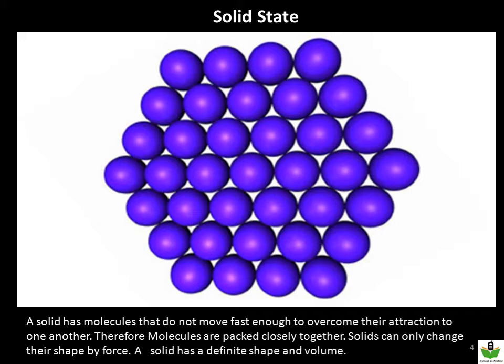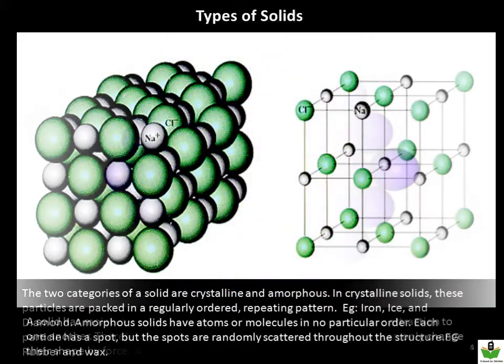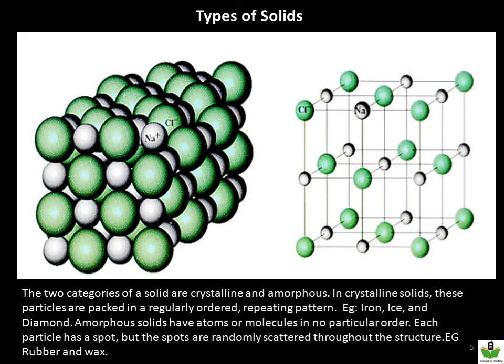Let's start with solids. A solid has molecules that do not move fast enough to overcome their attraction to one another. Therefore, molecules are packed closely together. Solids can only change their shape by force. A solid has a definite shape and volume. The 2 categories of a solid are crystalline solids and amorphous solids.